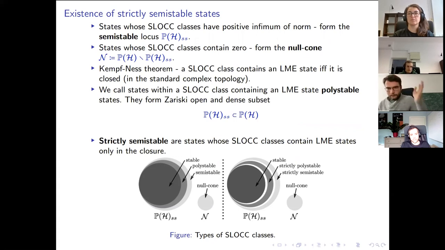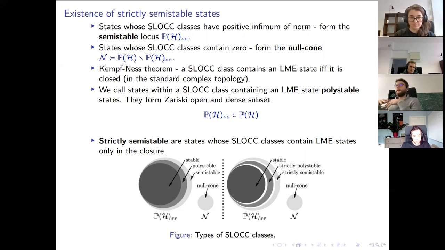We have these SLOCC classes, so the orbits of the action of SLOCC operations, and we have different kinds of orbits. Let's say we think of the vector space, not the projectivization. The norm of a vector under G is changing because it is just the general linear group, contrary to K, local unitary operations, which fix the norm. So the norm is changing along the SLOCC class, and the infimum of the norm can be zero or can be separated from zero.